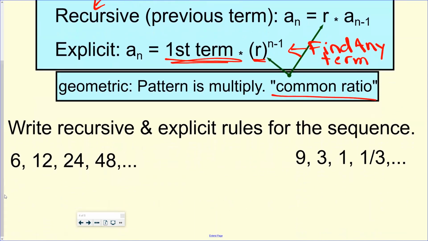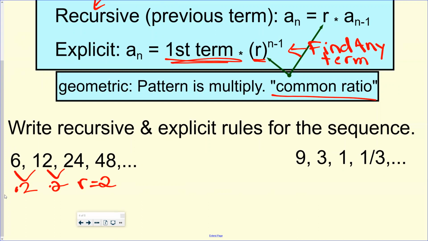So for these two lists of numbers below, they want us to write the recursive and explicit rule. Just like we talked about on the previous slide, we always want to know what that common ratio is. In other words, our pattern. So what times 6 gives you 12? 2. What times 12 gives you 24? Times 2. That tells me my R is 2.